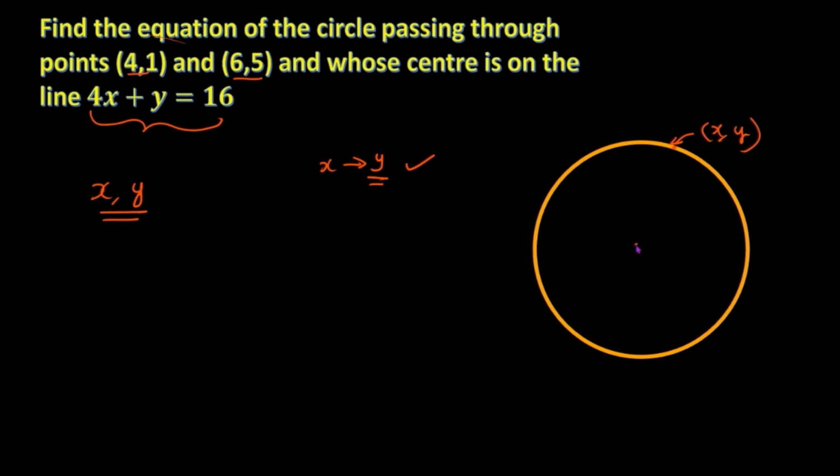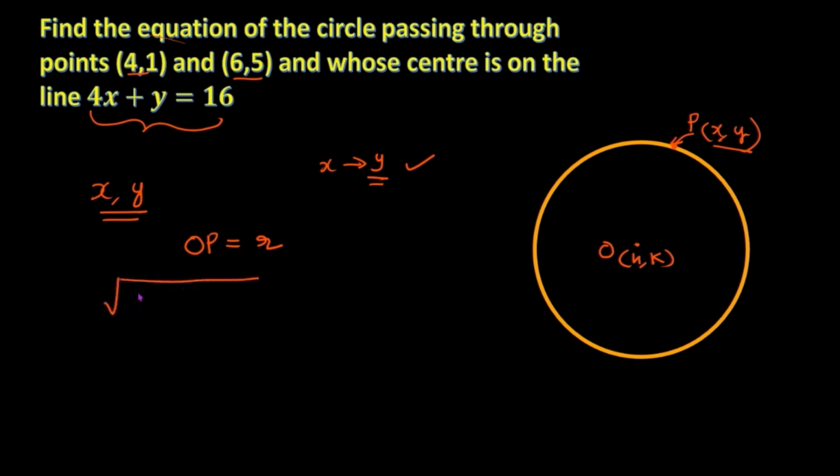Let's take the center of the circle as h comma k. Let's call the center O and take any point P. What is the OP distance here? It is the radius r. How do you find the OP distance? It's the distance between the two points.